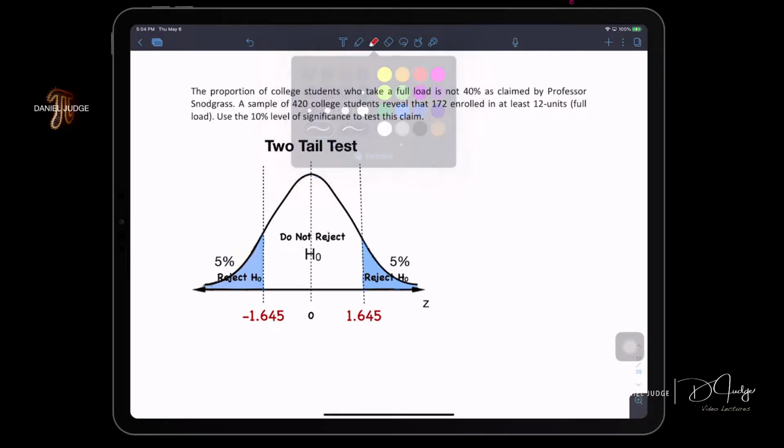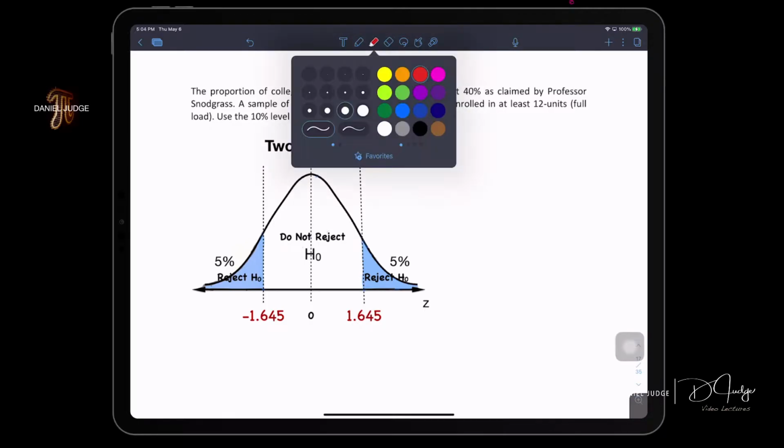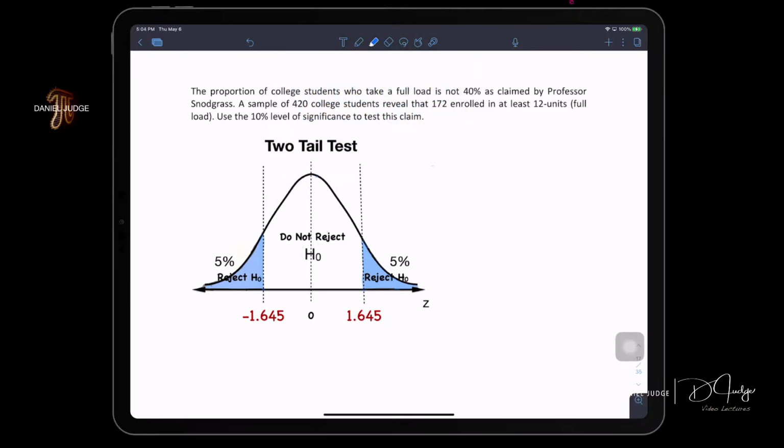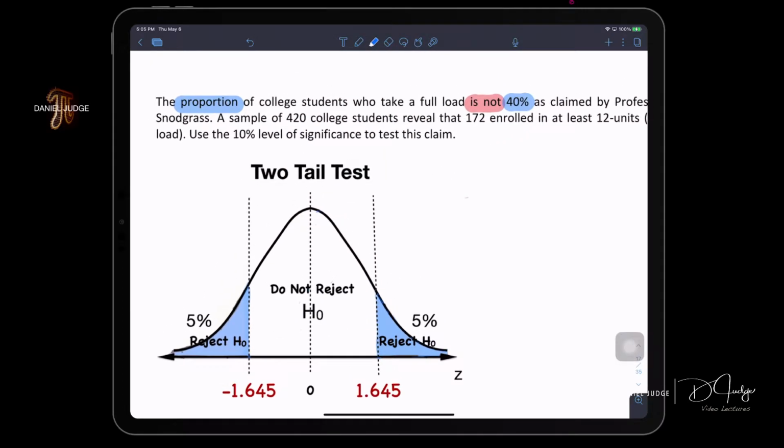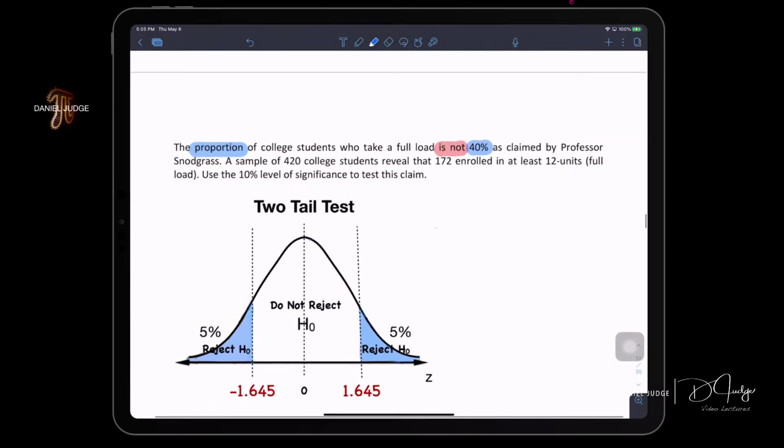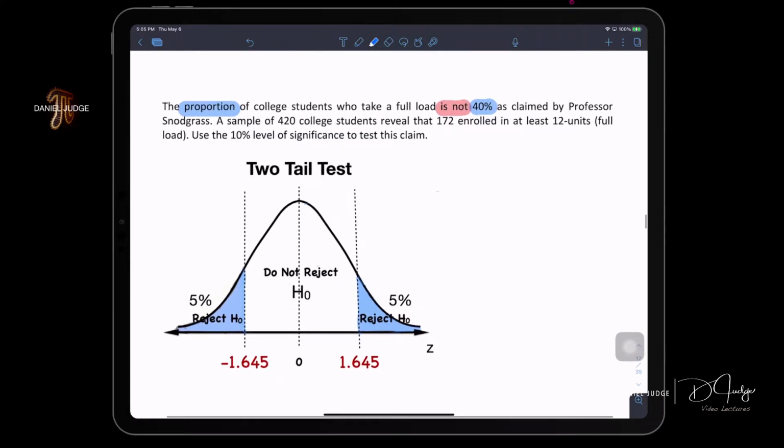As an example here, this is what I would say. You simply read this. You're going to do a lot of reading. And you see that it says the proportion here of college students who take a full load, and that's at least 12 units, is not 40%. Okay, so I read this, and then it says, by the way, as claimed by somebody, whoever.